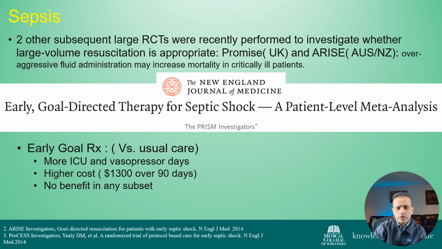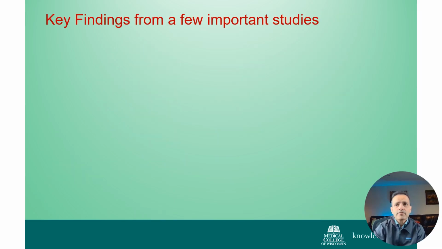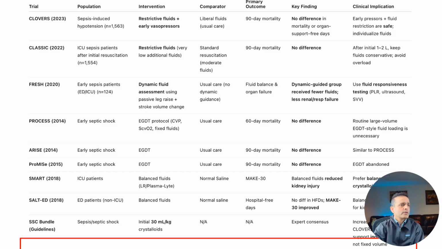But I would like to make one thing very, very clear here: in all these studies, pre-randomization, they got almost 2 to 2.5 liters of fluid. And then in the first 6 hours, they got almost 1.5 to 2.3 liters. So they got almost 3.5 to 4 liters of fluid. So the usual care still involves fluid resuscitation. That part we should not overlook when we are drawing inferences from these studies. So I would like to bring up key findings from a few important studies.